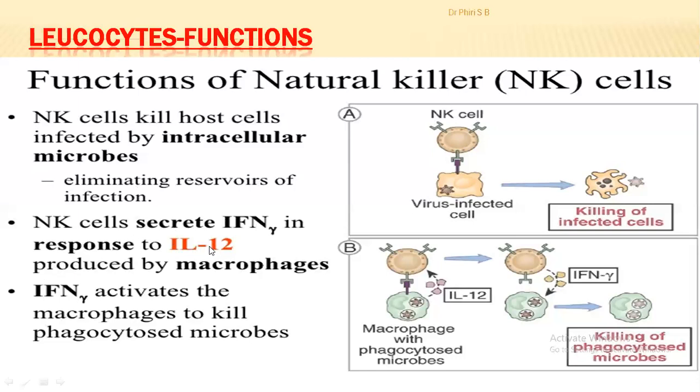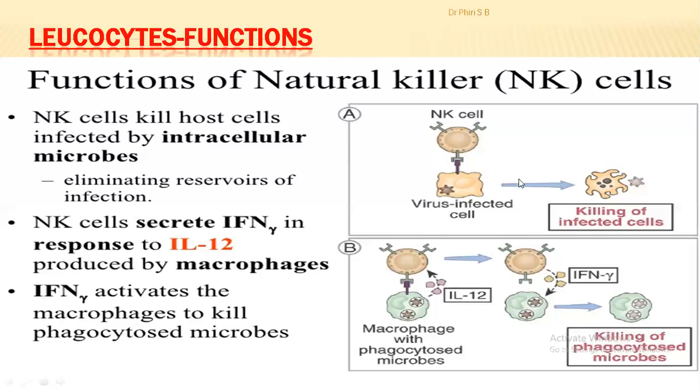Interleukin 12 goes and activates a natural killer cell to produce interferon. The interferon will later help the same macrophage to destroy the internalized microbes. So it's a communication between cells. The interferon will activate the macrophages to kill phagocytosed microbes.